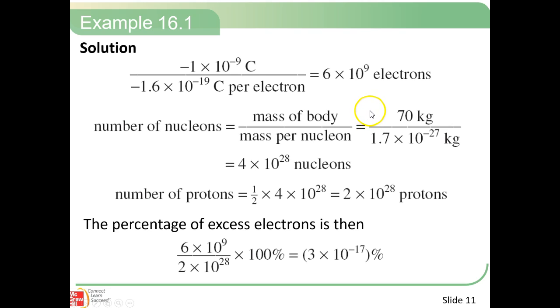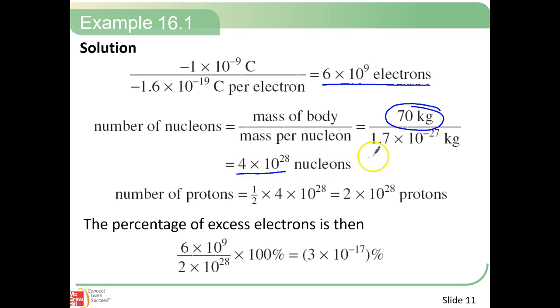So here's our solution. We have 1 times 10 to the -9th coulombs, and there's about 1.6 times 10 to the -19th coulombs per electron. That gives us somewhere around 6 times 10 to the 9th electrons. If we want to know the number of nucleons in the body, the mass of the body is somewhere around 70 kilograms, and the mass per nucleon is around 1.7 times 10 to the -27th kilograms. If you do that math, you end up with about 4 times 10 to the 28th nucleons.